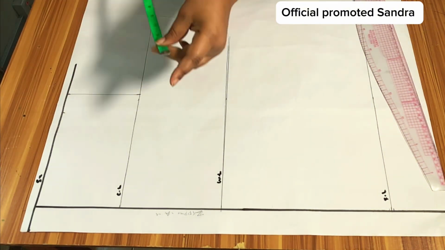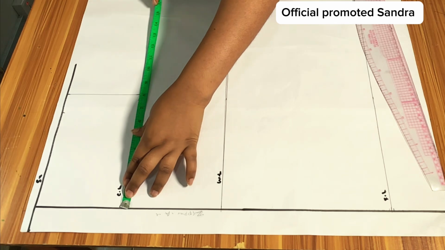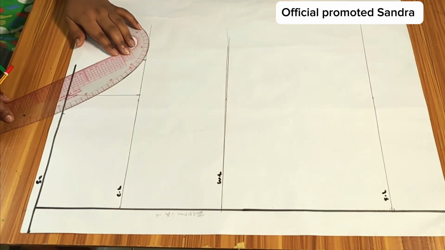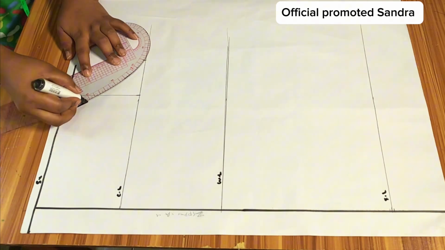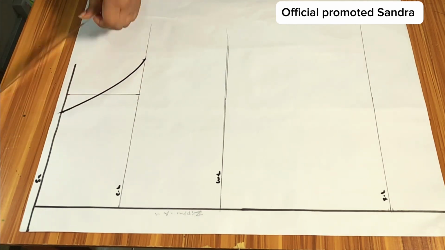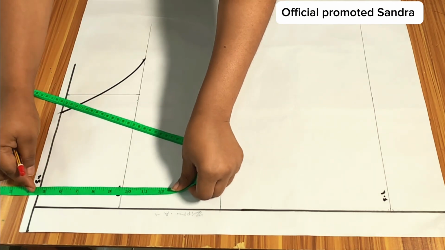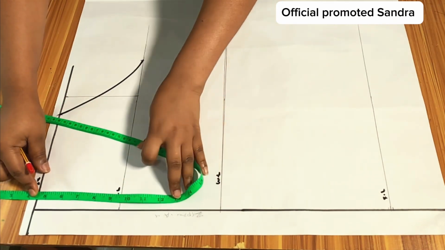Then I will place my tape on the chest line. I will divide my bust measurement by 4, which is 11 inches. I will mark it here. Then I'll go ahead and connect the armhole like this. Once I'm done connecting it, I'm going to be placing my tape on the starting line. I will minus 4.5 inches.